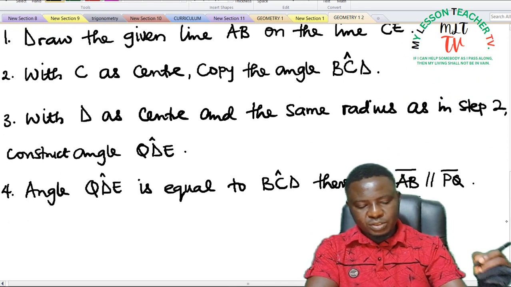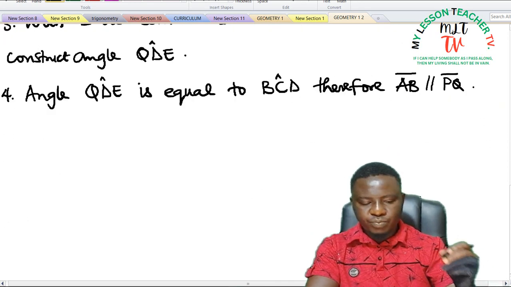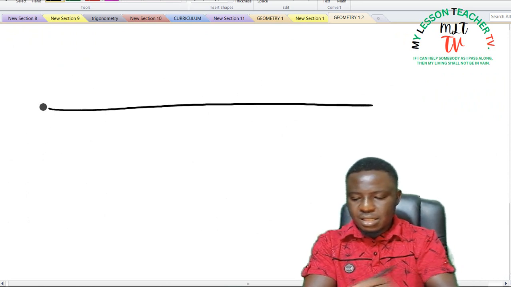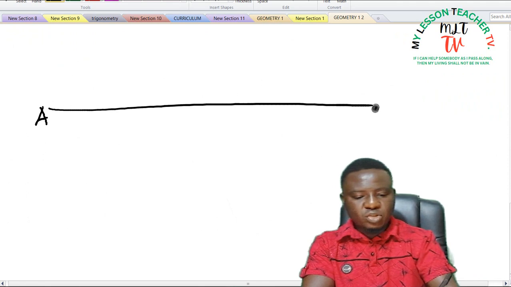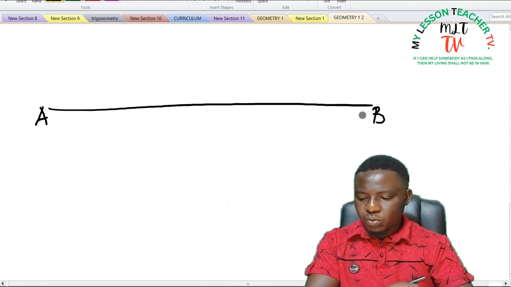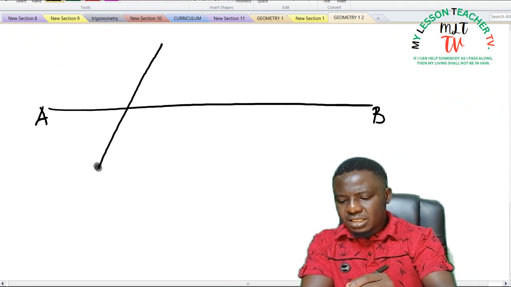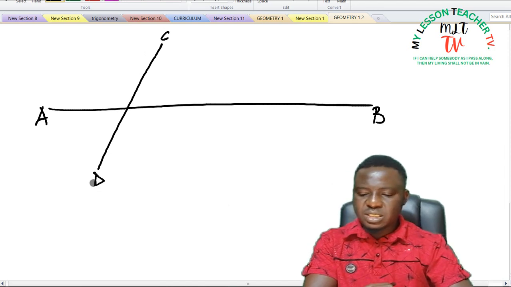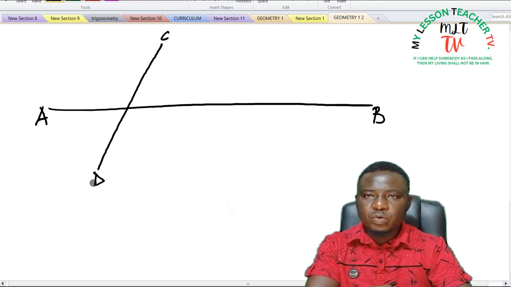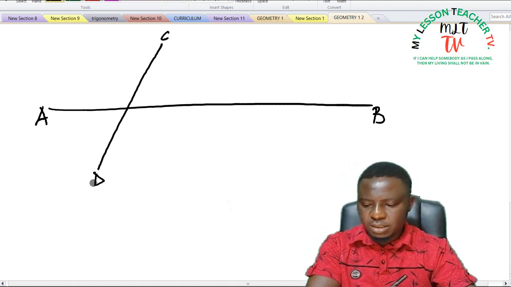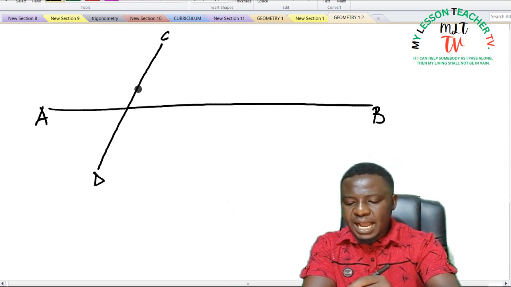Now, how do we do this? I'm going to construct it for you. Let me call this line AB, and I'm going to alter some of the marks, points as given in the procedure. Now, this is line segment CD. If this is CD, and I'm asked to draw a line that is parallel to this, how do I do that? What the procedure is saying is that I should copy this angle.